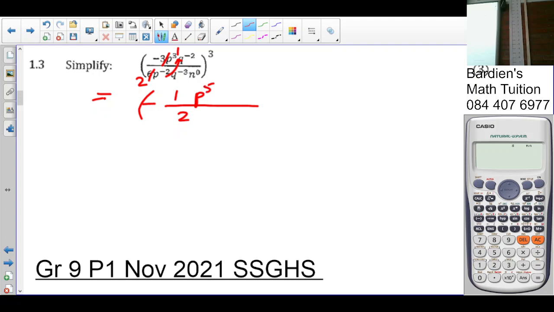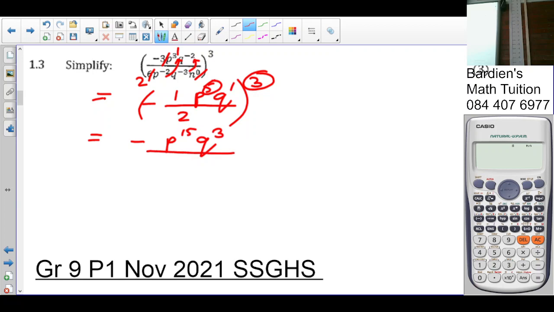Where's there more q's? Also on top. So negative 3, negative 2, sorry, plus 3 is 1. And anything to the power 0 is 1. That falls away. So that gives me, raised to the power 3. So negative to an odd exponent will always be negative. 1 cubed is 1. P to the 5 times 3, 15. Q to the 1 times 3, 3. Over 2 cubed, 8.